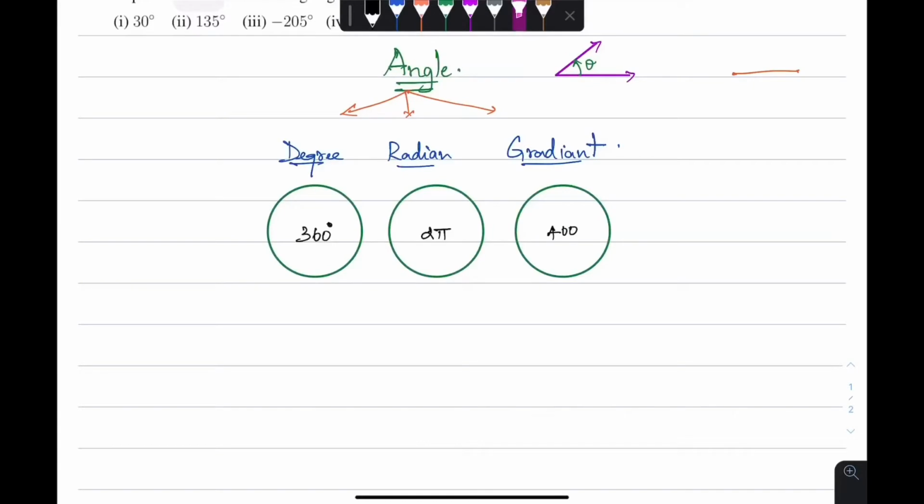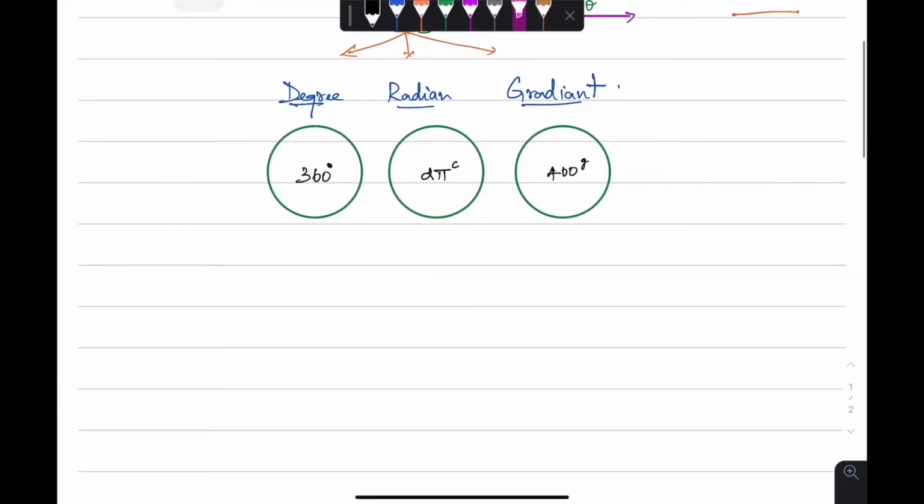The way to represent degree, you know that, and for radian you put C, and for grad you put G. Good. Let me put it again: 360 degree is equal to, in terms of radian, 2 pi radian, which is equivalent to 400 grads.